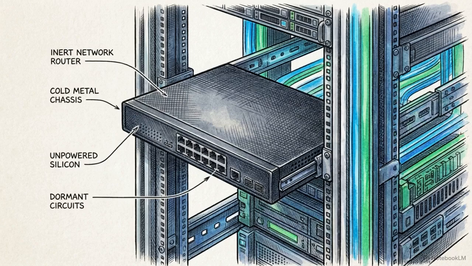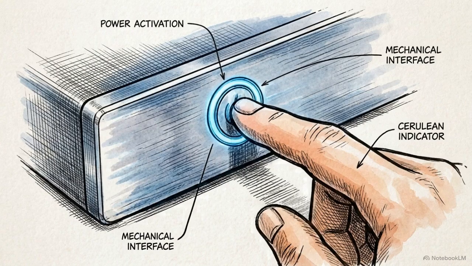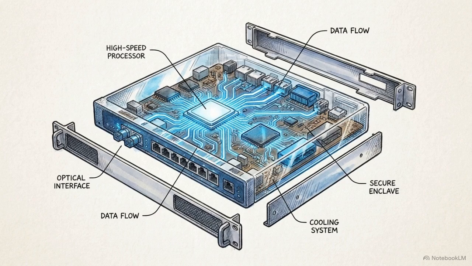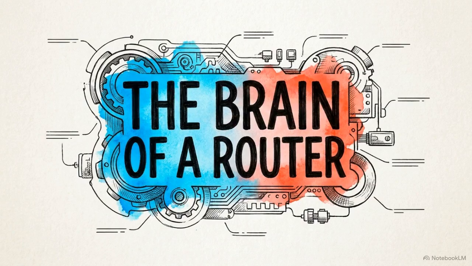Look at a powered-off router sitting in a server rack. It is just cold metal and silicon, but the second you press the power button, it immediately knows how to verify its hardware, locate its operating system, and start routing global traffic. How does an inert box actually pull that off?